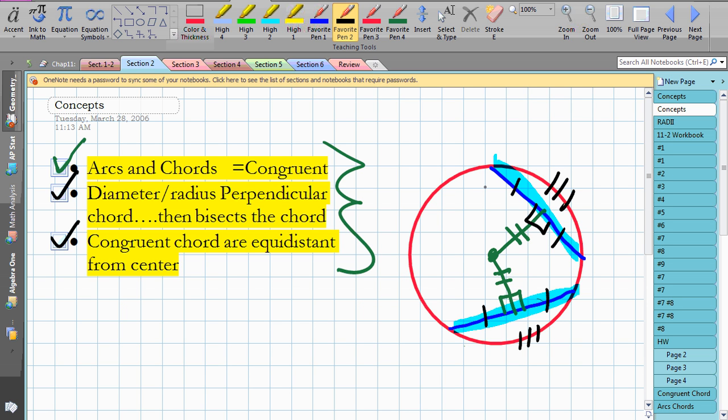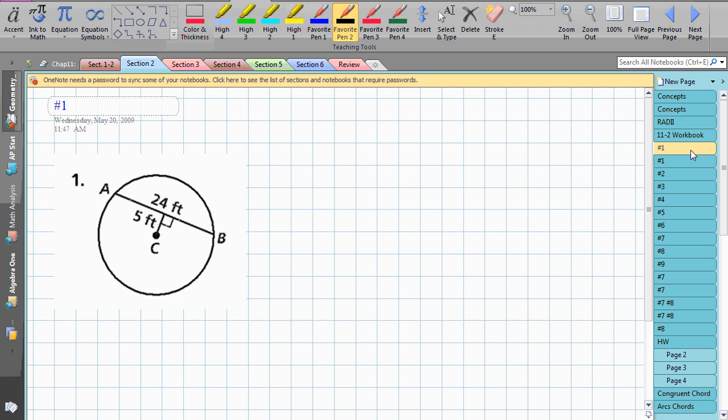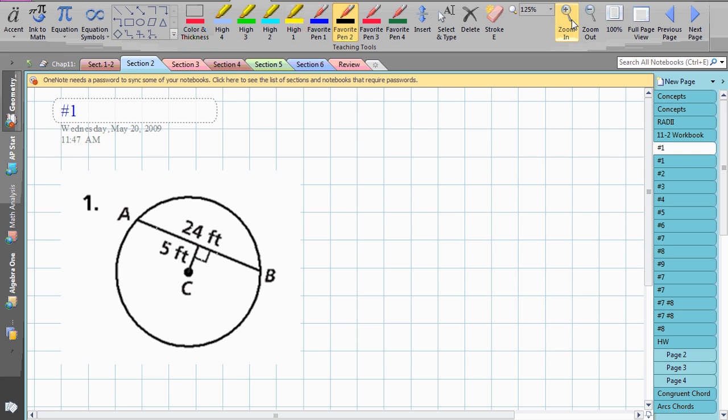So hopefully you can get a good grasp of those three little nuggets, and we're going to apply them to a couple of pictures. Let's try this first one in here. Well, in this case, the goal is to find the radius. All right, so we want to find the radius in this picture. Well, to find the radius, it's kind of tough to do if we don't even see a radius.